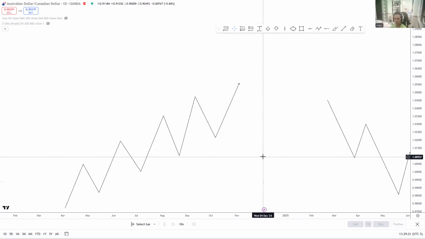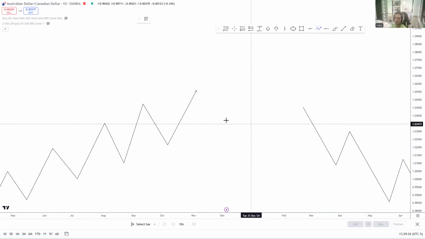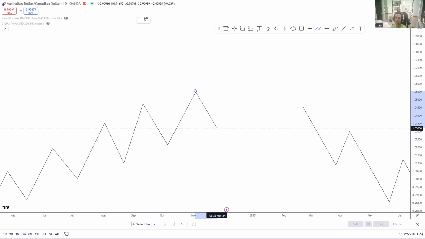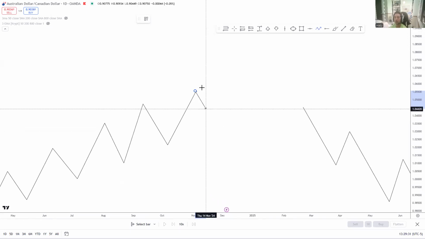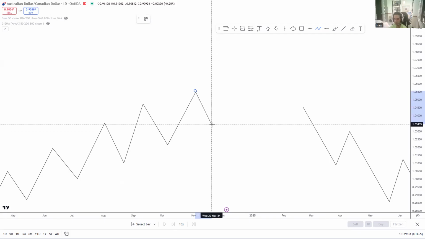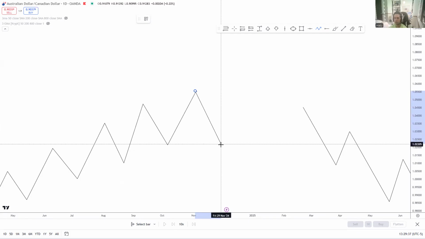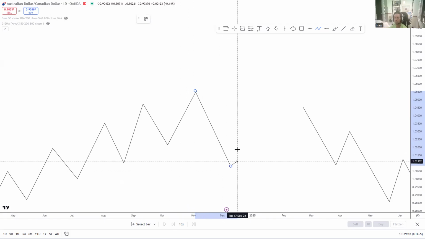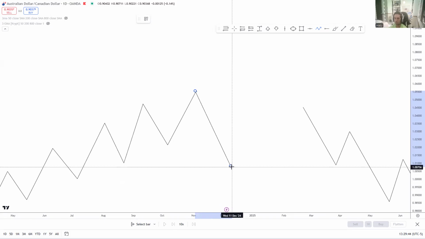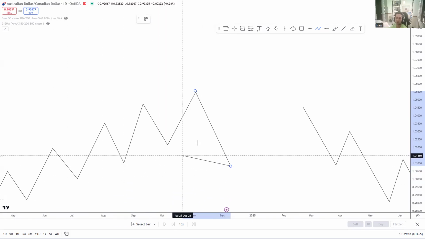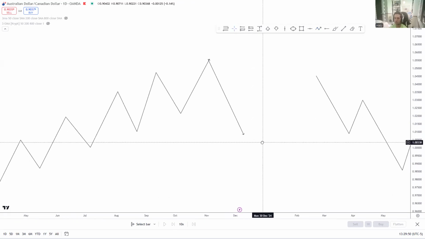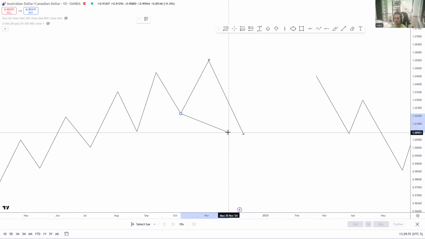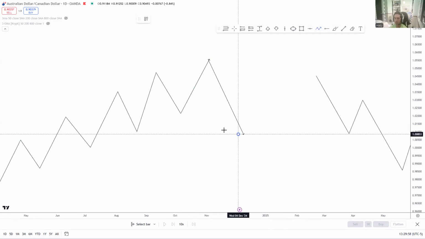Okay? So what happens if, during the pullback, instead of creating a higher low, the market keeps coming down and breaks the previous structure, the previous higher low? Then we would consider this a break of structure. Instead of bullish, now we are bearish, all right? Because we broke the previous higher low, which is this one.